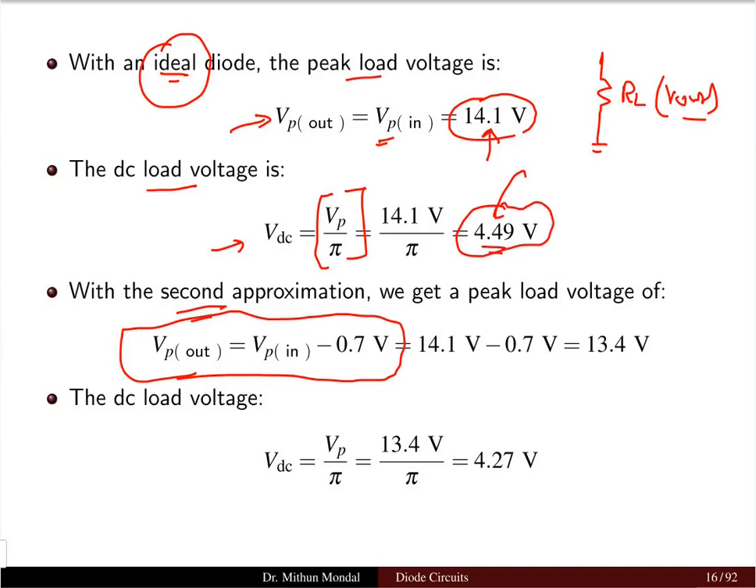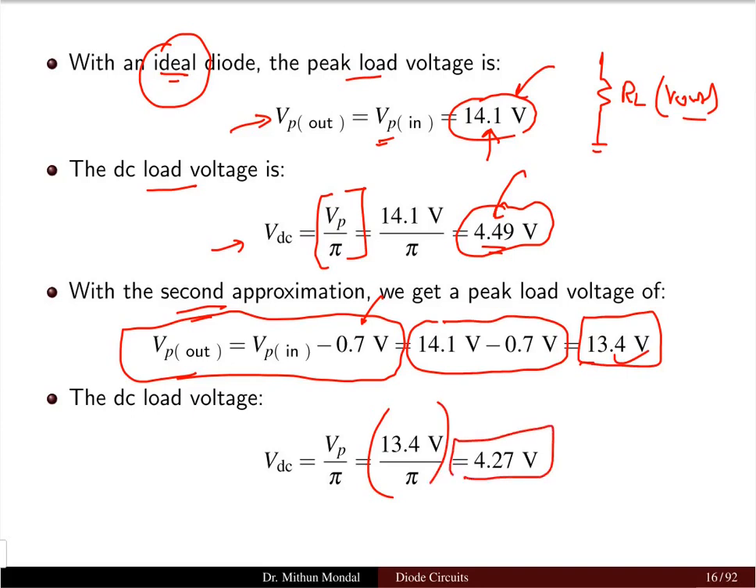So we will not get 4.49, because we get a little bit less due to this 0.7. The maximum voltage is 14.1. We subtract the 0.7 volt, and we have 13.4 volt now. Now we divide these 13.4 volt by pi, so it is 4.27 volt. With the ideal diode the output is 4.49, but with the practical diode we are getting 4.27, which includes the loss of 0.7 volt which is required for the diode to conduct.